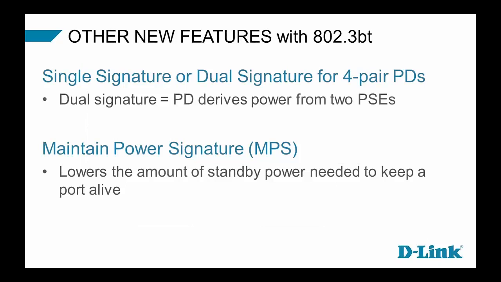But I want to talk about a couple of other new features with the new 802.3bt standard. Prior to this standard, everything was done with a single signature. And again, that signature is that resistor that the PSE looks for. But because now with BT, we're in essence using Alternative A and Alternative B at the same time, in some cases we might see benefit from having a dual signature system.